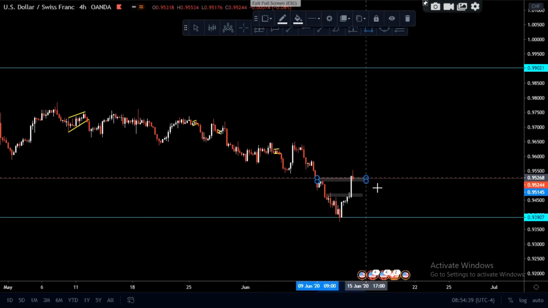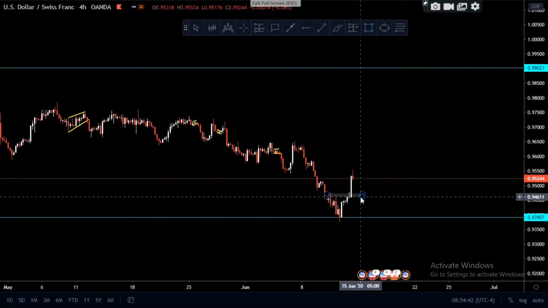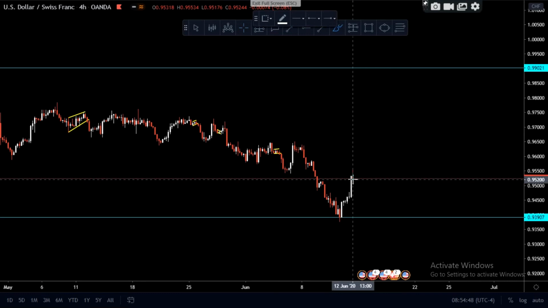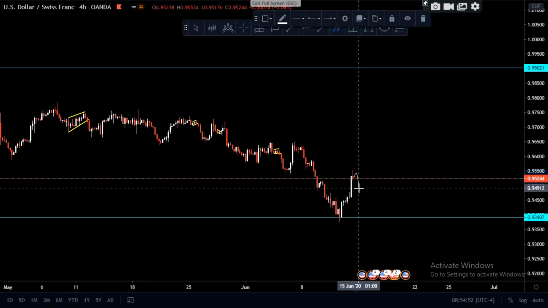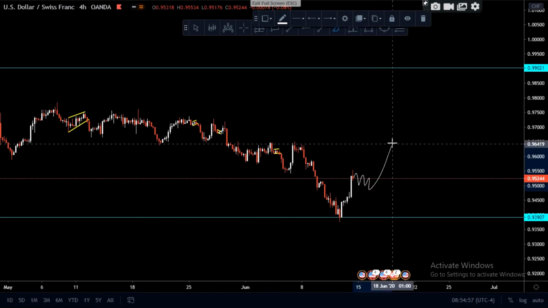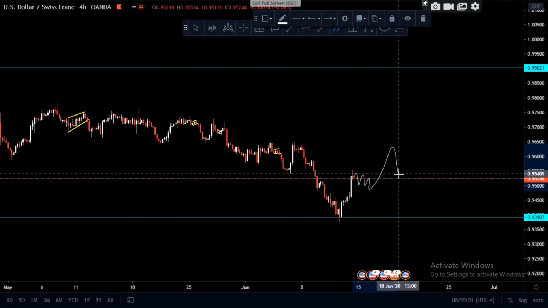So what is it that we're looking for from here? While here we might find the impulse correction and impulse nature. This can just start giving us something of this nature, going all the way to the upside, coming again to retest here and going up.